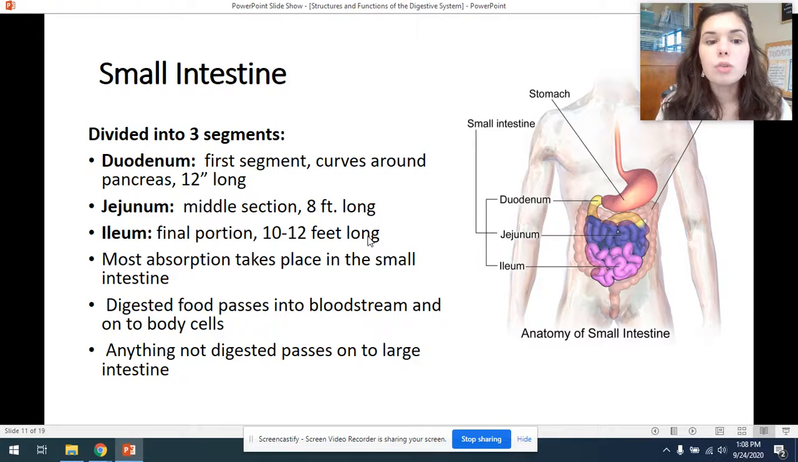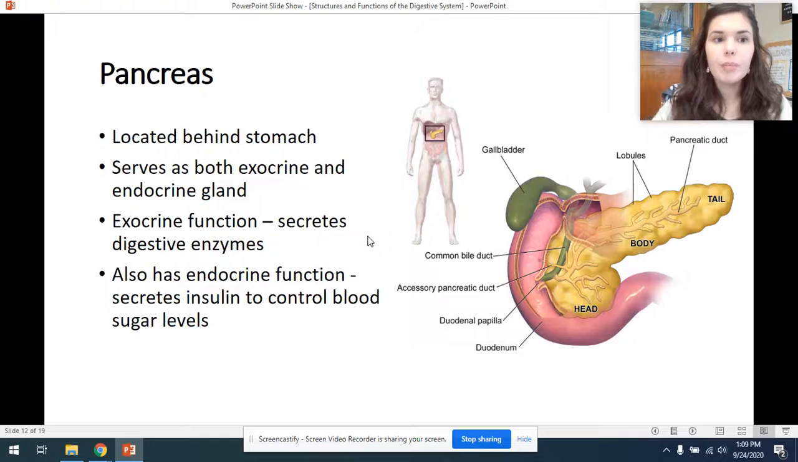Most absorption of nutrients takes place in the small intestine, not actually in the stomach like some people want to believe. So the actual absorption of nutrients and the things that our body needs are absorbed in the small intestine. Digested food then passes into the bloodstream and onto the body cells, so things like fats, carbs, and proteins. Anything that is not being digested or is not digestible will then pass on to the large intestine, where it will become a waste product.